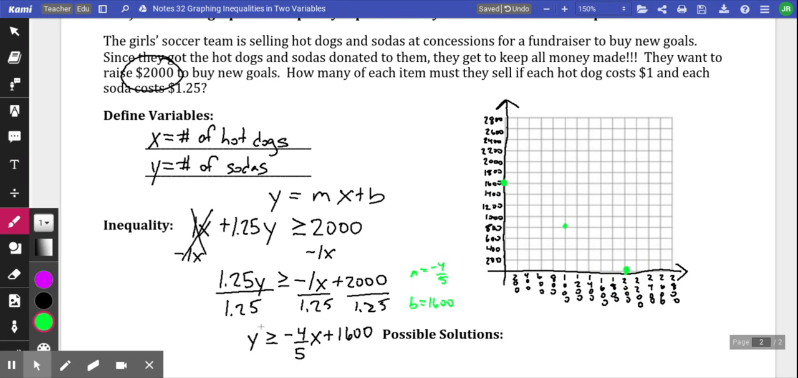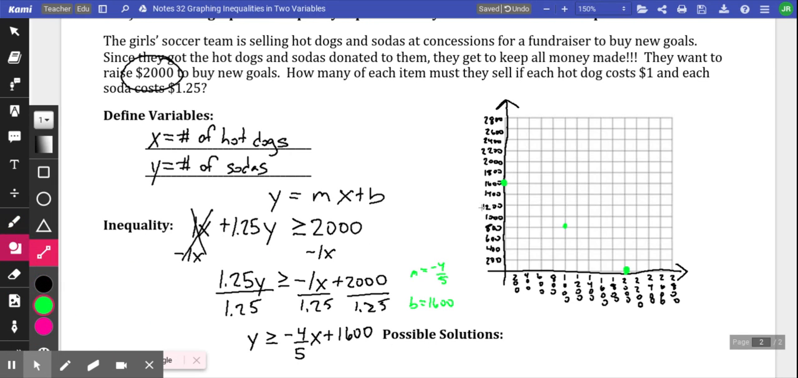All right, because I'm using an or-equal-to symbol, that means that 0 and 1,600, this ordered pair right here, would be a solution. This ordered pair right here, which is 1,000, 800, would be a solution, and so on. So I need to connect these with a solid line. Now these are not my only solutions. This is telling me my minimum values for what I would need to sell in order to get that goal of 2,000. Where are the other ones?